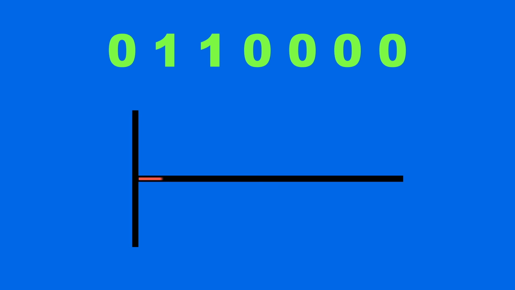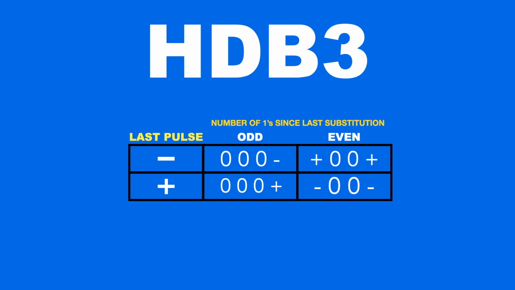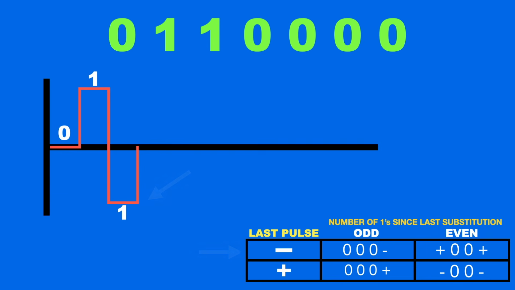So, for example, with this sequence of bits, the first 3 bits is encoded just like in regular bipolar AMI, but then we get 4 zeros, so now we have to use the substitution patterns. And because the last pulse was negative, and the amount of ones since the last substitution pattern is 2, and since that is an even number, this pattern is used.